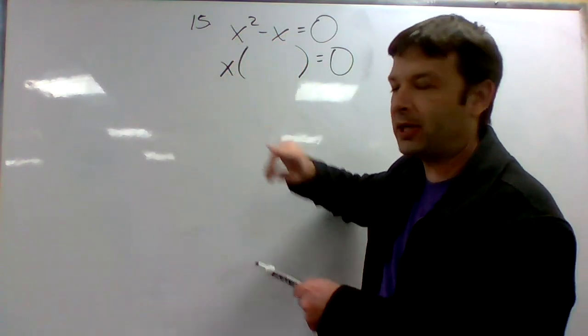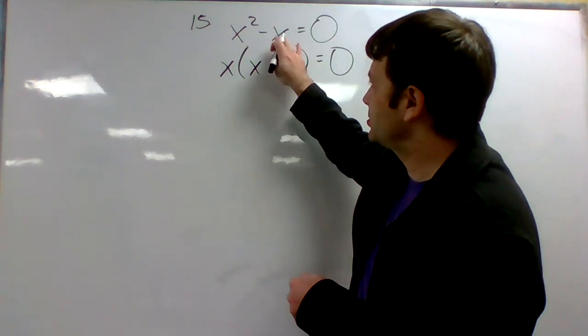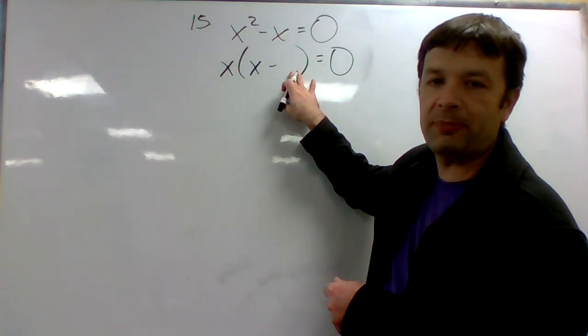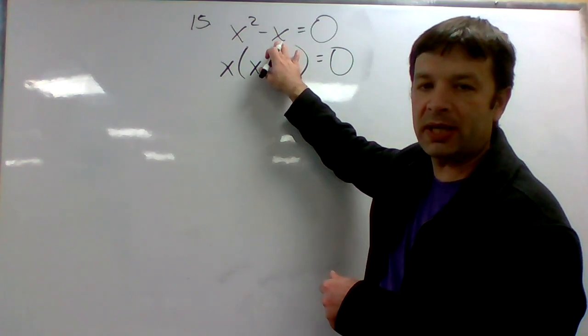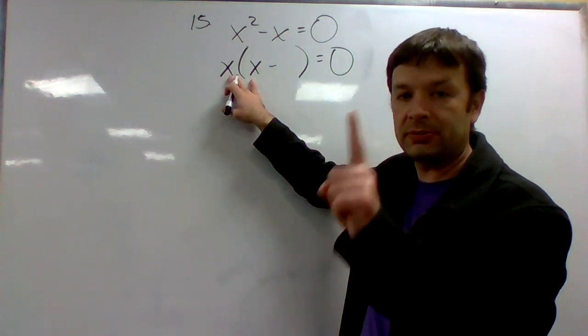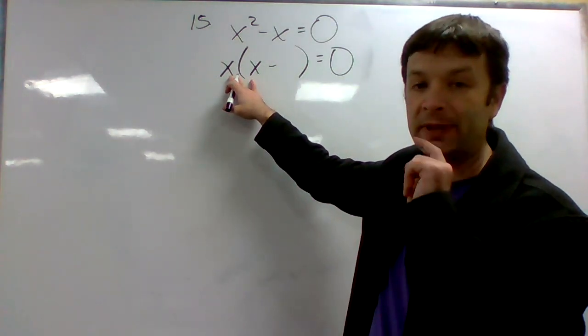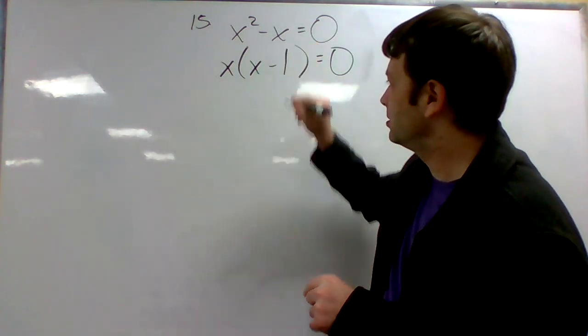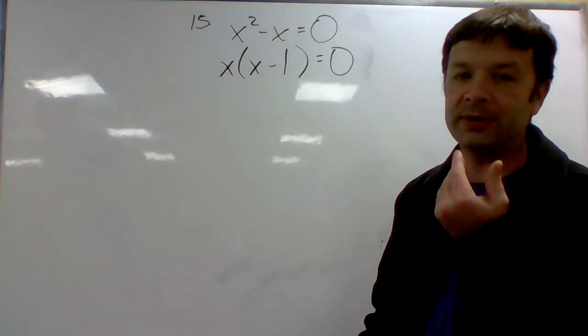What's x squared divided by x? X. Minus, okay, a lot of people put nothing over here. What's x divided by x? How many x's go into x? 1. Anything divided by itself is always 1. Okay, so that's how it factors.